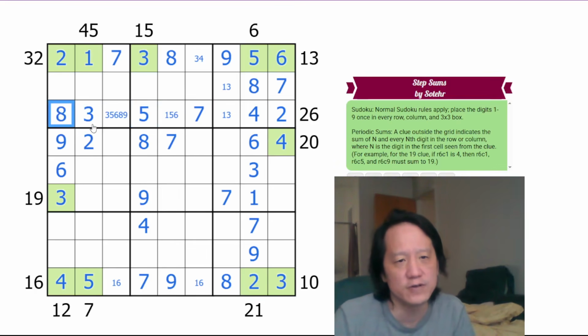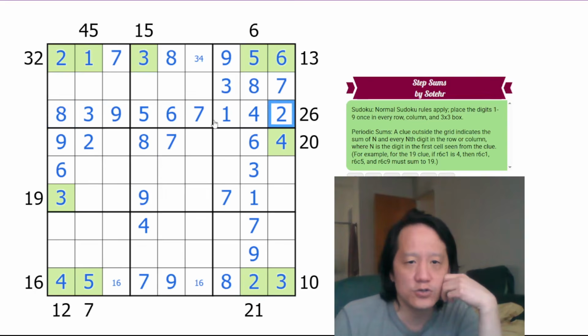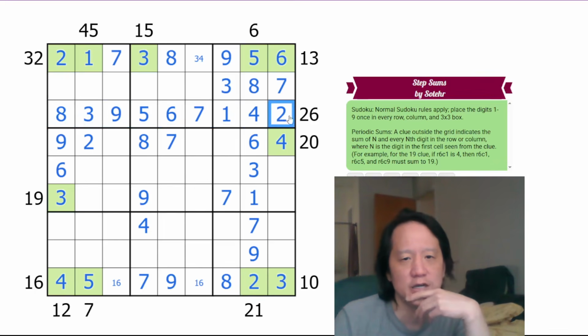5 eliminates 5 here, so it's 8. 3 eliminates 3 here, so it's 1 and 3. This can't be 1 or 5, so that's 6, which makes this a 9. Does that add up to 26? 2 plus 1 plus 6 plus 9 plus 8. So 9, 1, 2, 8 add up to 20, and plus 6 is 26. So this is all done now.